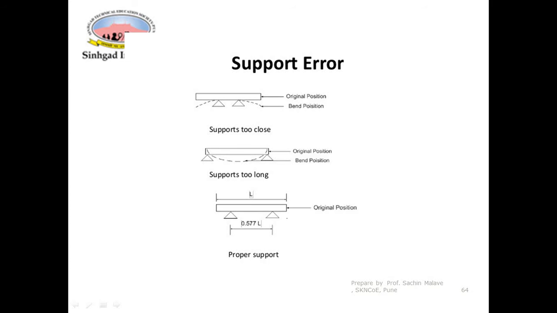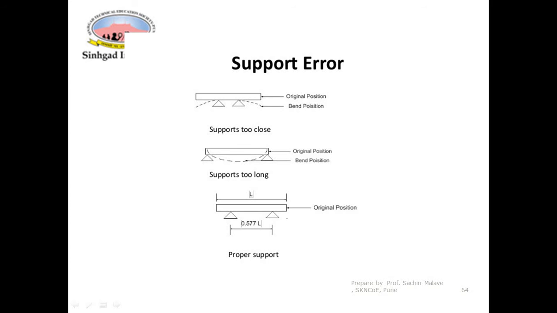So ideally this distance must be 57.7% of the length of the bar. So if the length of the bar is 100 mm, the distance between the two supports should be 57.7 mm. So 57.7% of the total length of the bar is the ideal distance between the two supports. If this criterion is satisfied, then the bar is not going to bend in either direction.